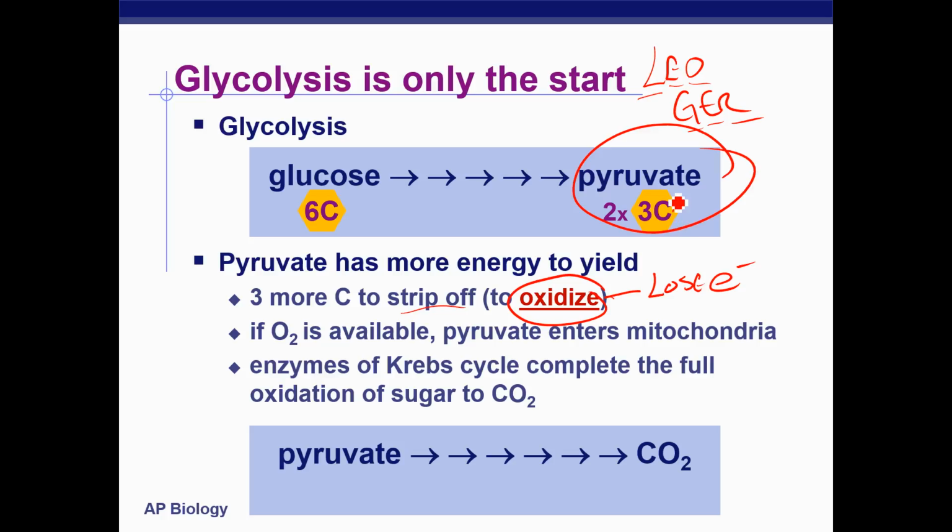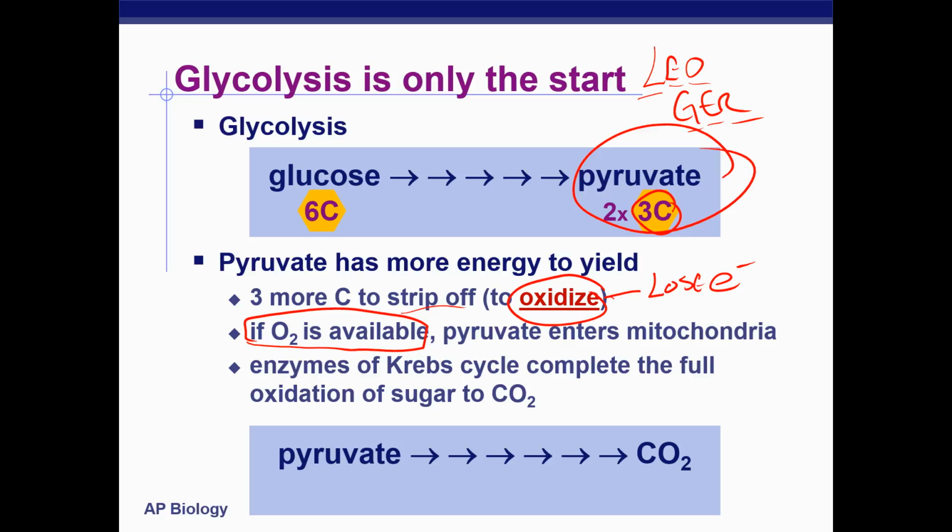The 3C pyruvates are going to lose their electrons, and we're only going to be able to do this if oxygen is available. There are some different types of reactions that are going to happen here in the Krebs cycle. There's going to be a lot of oxidation that happens, but we will see where there is a loss, there's going to be a gain in something else.